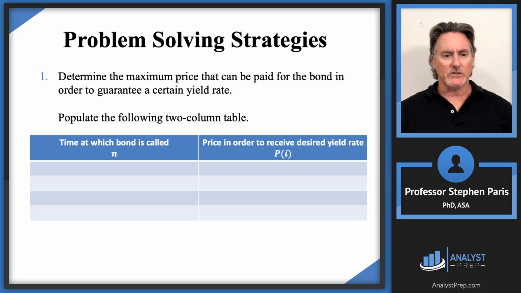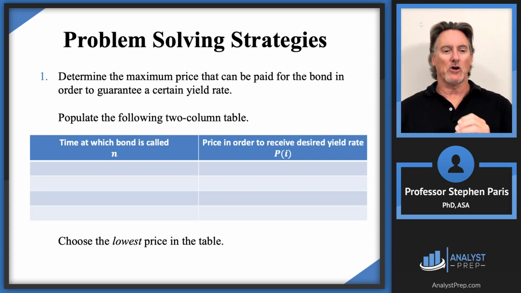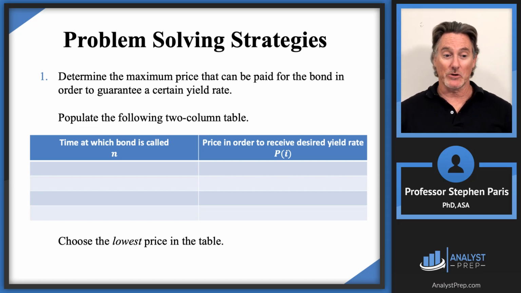So populate this table. This is kind of the trickier of the two types of problems, because we're asked to determine the maximum price that can be paid for the bond in order to guarantee a certain yield rate. But when we populate this table, the column on the right has these different price amounts, and the maximum price that can be paid in order to guarantee a certain yield rate is actually the lowest price, the minimum price in that table. Okay, so that's a little bit tricky. I'll go through an example in the next video.